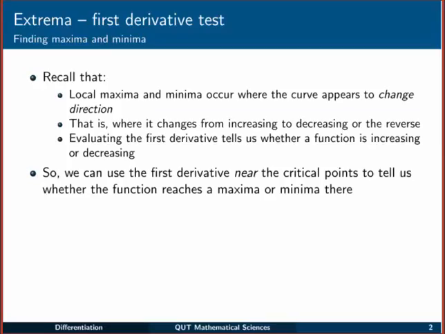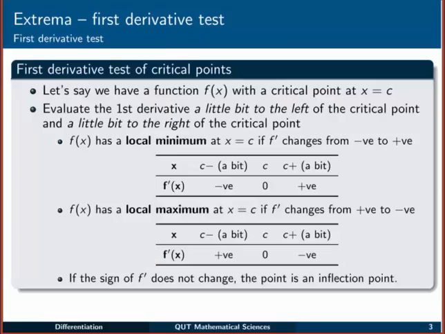Before we get into things, remember that local maxima and minima occur where the curve appears to change direction. In other words, where the curve changes from increasing to decreasing, or the reverse, decreasing to increasing. The first derivative tells us about whether the function is increasing or decreasing. So we can use the first derivative's value near critical points, to either side of it, to tell us whether the function reaches a maxima or a minima there. To put this a bit more formally, we've got the first derivative test shown in this table.